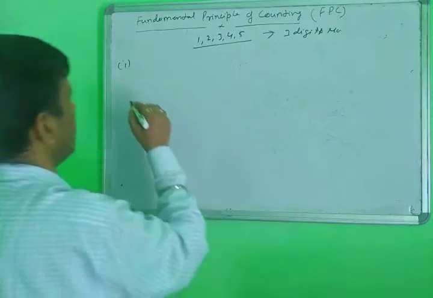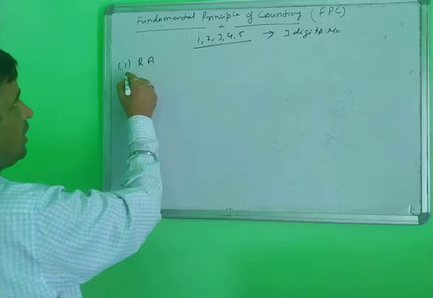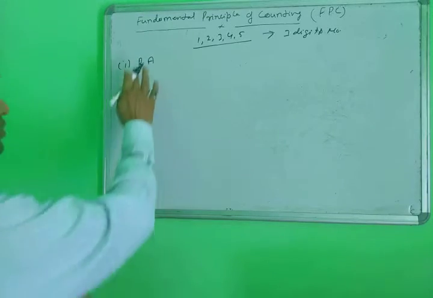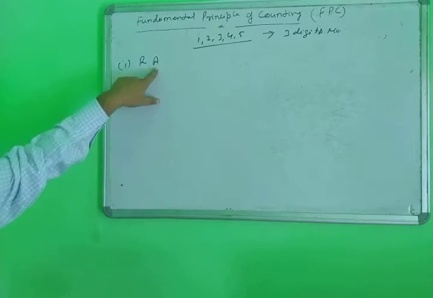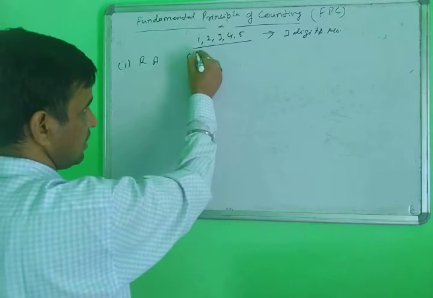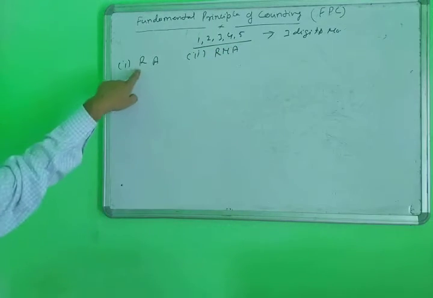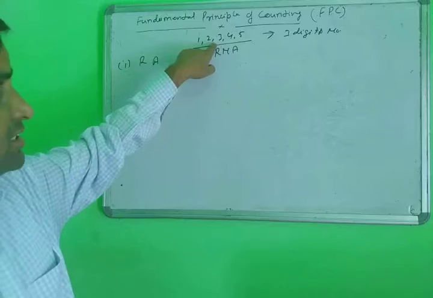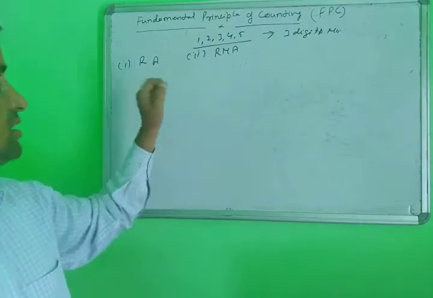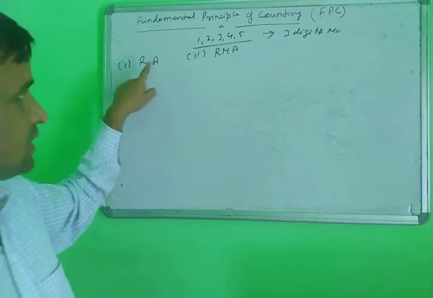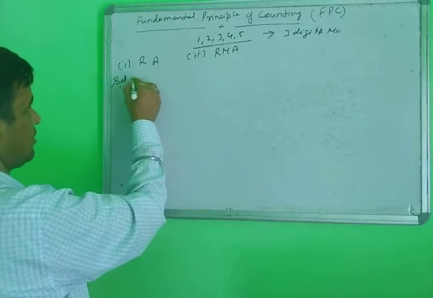The first condition is that repetition is allowed, RA for short. The second condition is that repetition is not allowed. Five digits are given, and you will make 3-digit numbers under both conditions. First condition, repetition is allowed. Second condition, repetition is not allowed. The solution starts here.